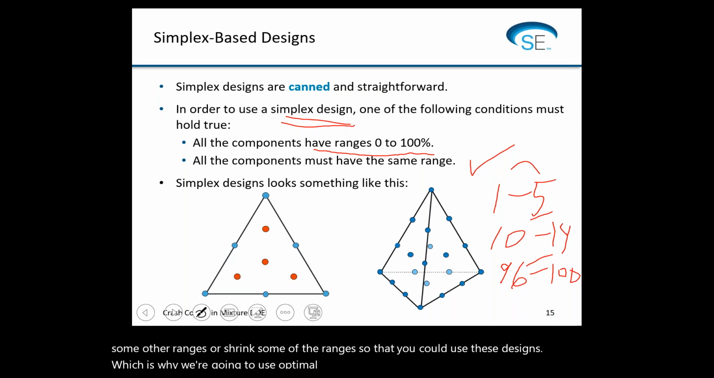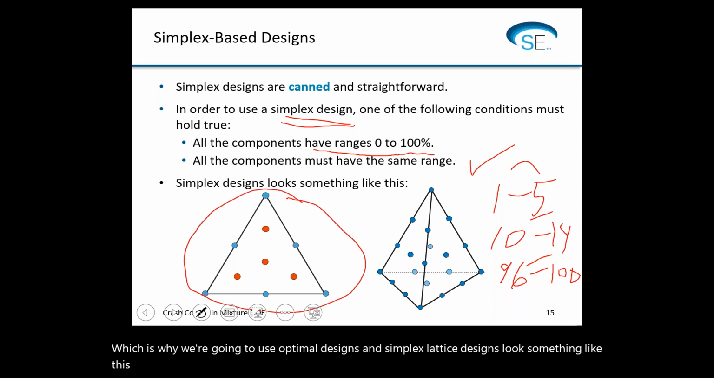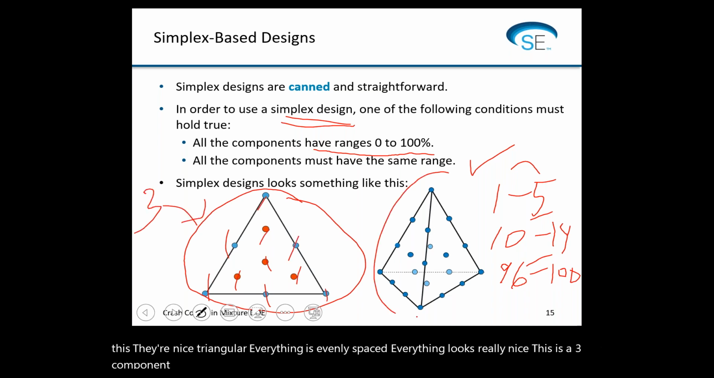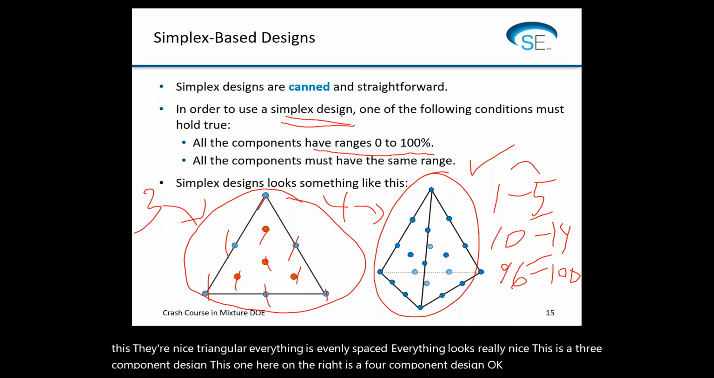And simplex lattice designs look something like this. They're nice, triangular, everything is evenly spaced, everything looks really nice. This is a 3-component design. This one here on the right is a 4-component design. Okay, so I think enough said on that topic.